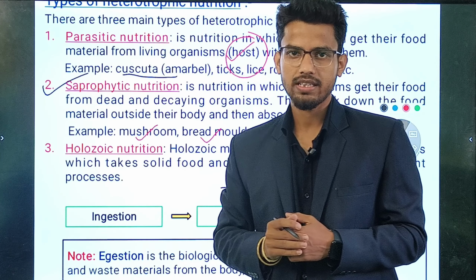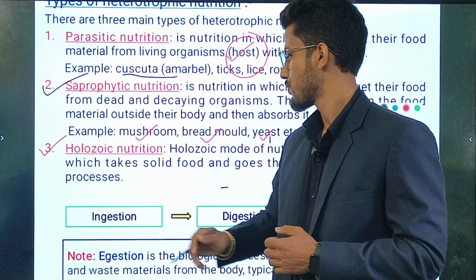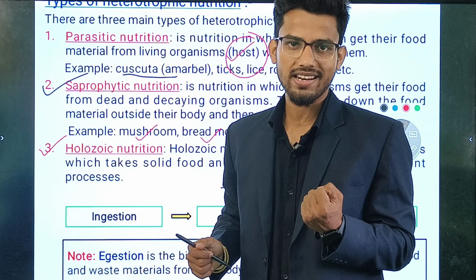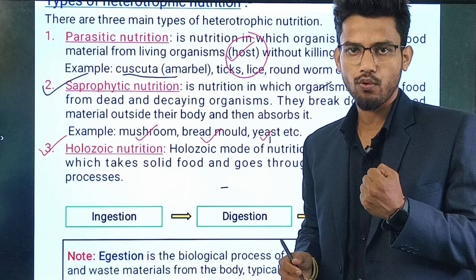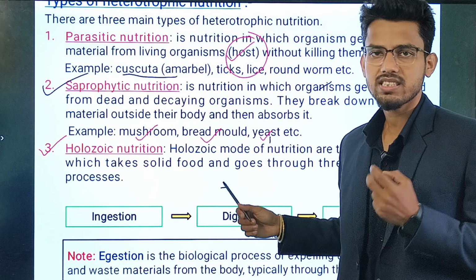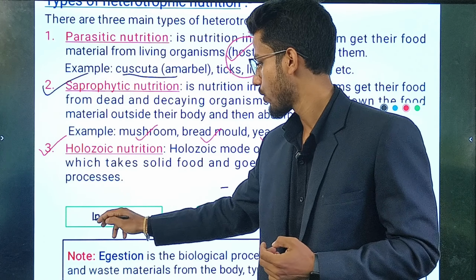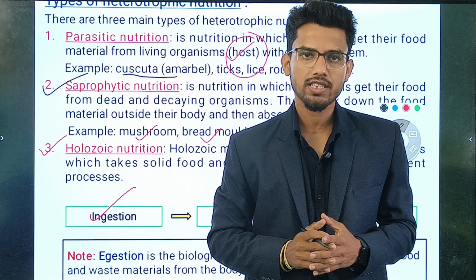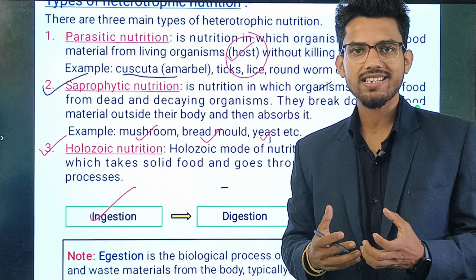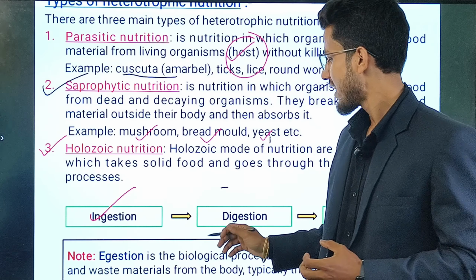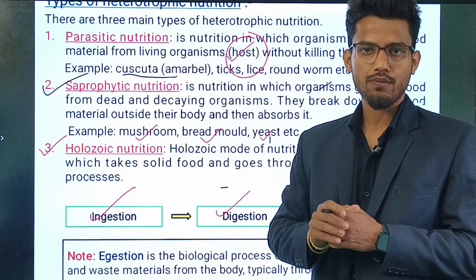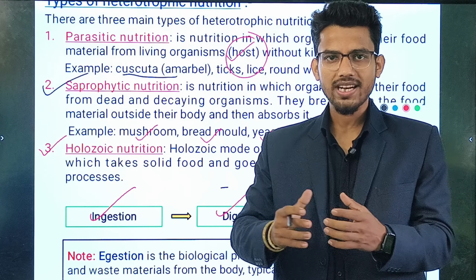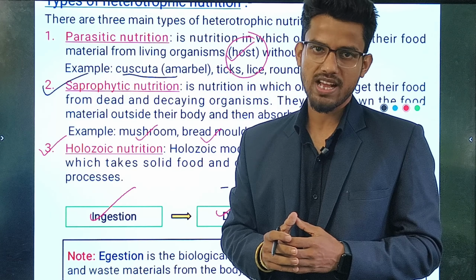And the third one is your holozoic nutrition. So holozoic nutrition organisms are those organisms which ingest the food, and it goes through three simple processes. That is your number one, ingestion. Ingestion simply means the process through which we living organisms take up the food, and then it moves upon to the process of digestion, in which the food that we have taken in is broken down into simple substances.